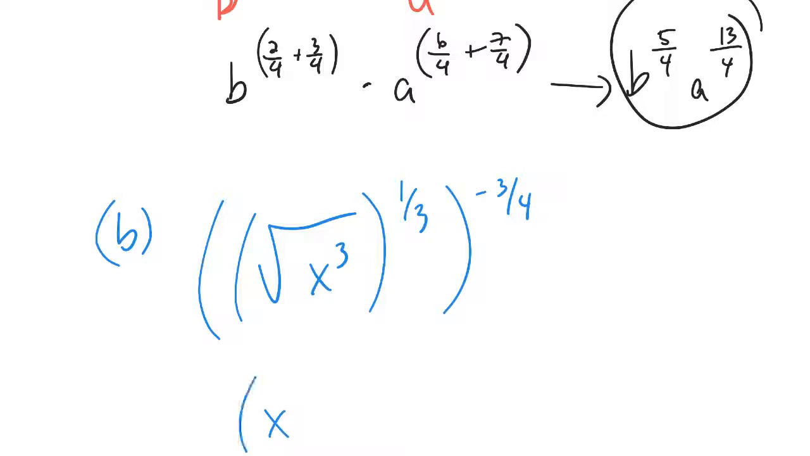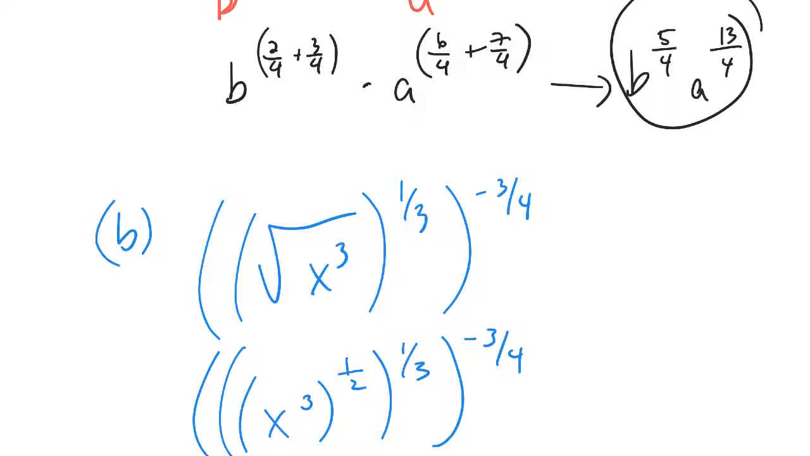And you see that already, but I'm going to show the steps. So this is really x to the 3rd to the 1/2. And then that's to the 1/3, and that's the -3/4. So this right here, I'll circle it, is the same as this. Circled in yellow, those are the exact same things. Again, the square root is a number to the 1/2. So the square root of x cubed is x cubed to the 1/2, and then that's still raised to the next powers.